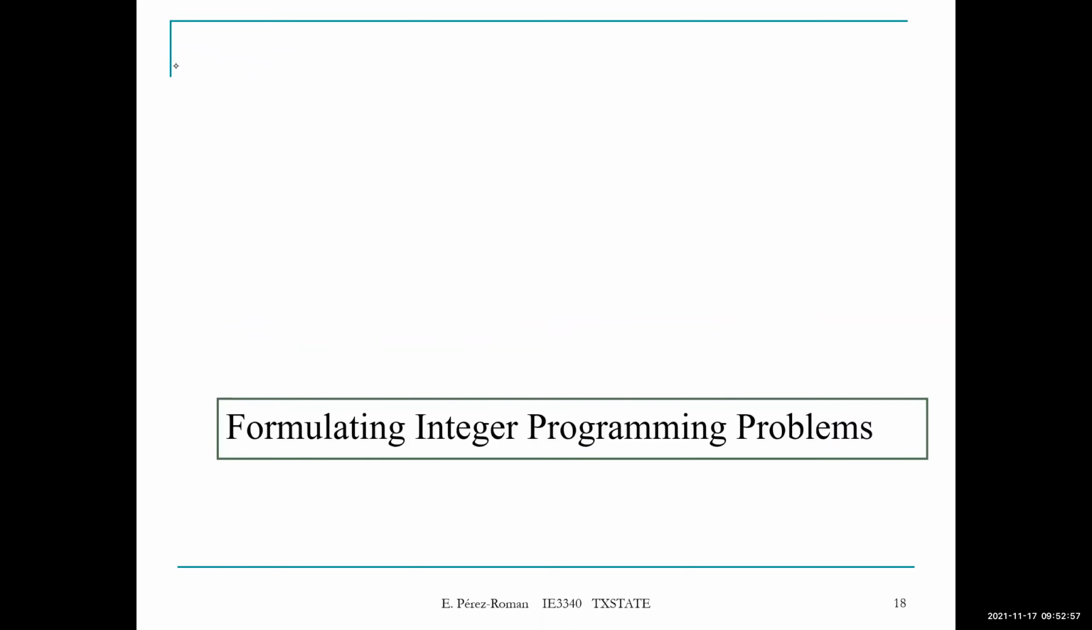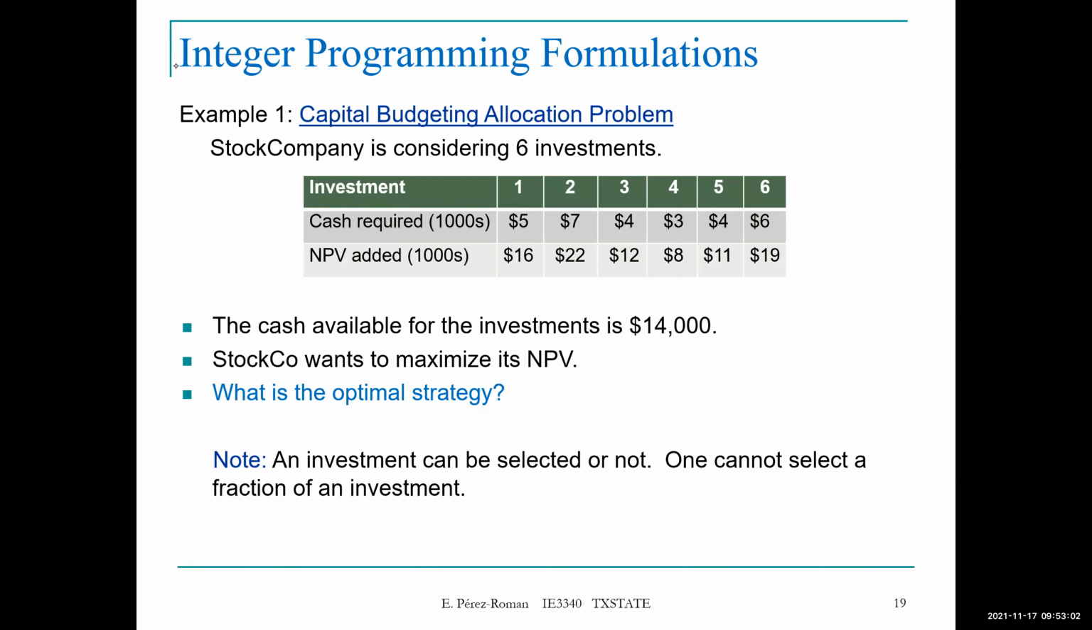So some practical applications in terms of formulation. The capital budgeting allocation problem. You have a company that is considering 6 investments, and here's the information about the investments: the cash required in thousands for each investment, and then the net present value added, also in thousands, for each one of the investments. The cash available for investment is 14,000, and StockCo wants to maximize its net present value. So the question is, what will be the optimal strategy?